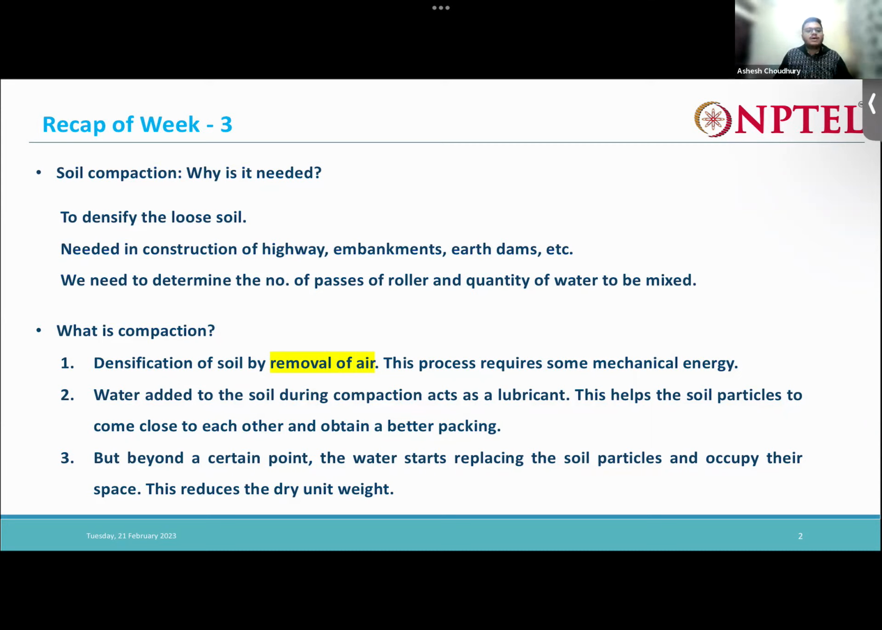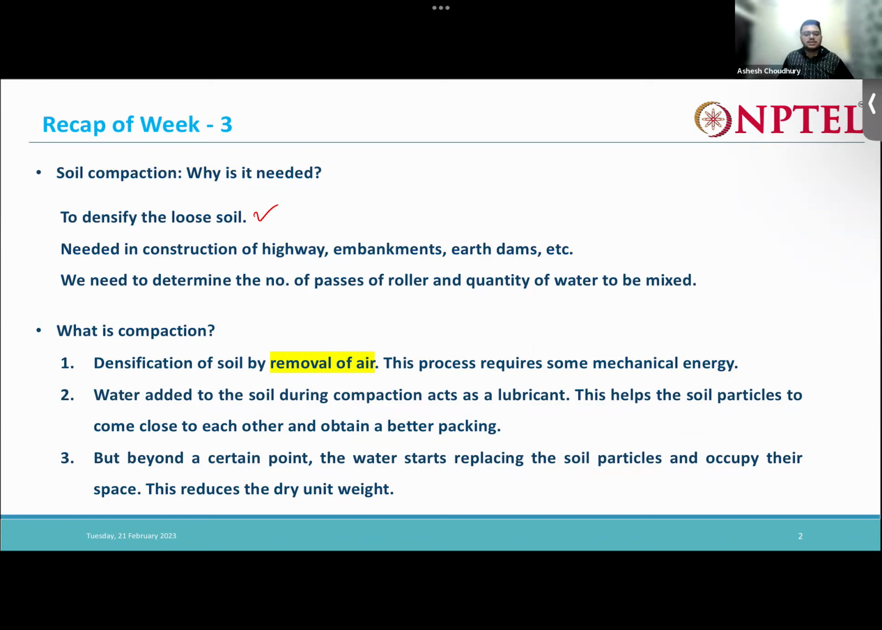Now, what is the main purpose of soil compaction? The main purpose of soil compaction is to densify the loose soil. So the main target of soil compaction is to densify loose soil. Then why do you need compaction? Why do you need to densify loose soil?